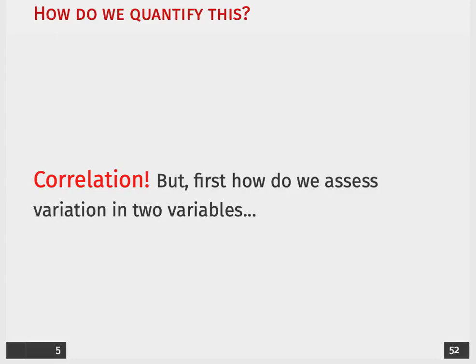This is all well and good, and we can look at scatter plots all day, but essentially we're going to have to quantify this association at some point. And we'll start off by just talking about correlation. But before we talk about correlation, we're just going to have to talk about how we assess variation in the two variables that we'll be using in order to see how they covary.